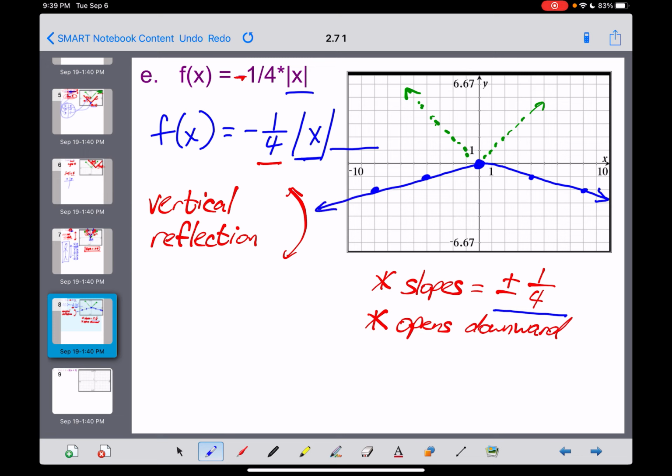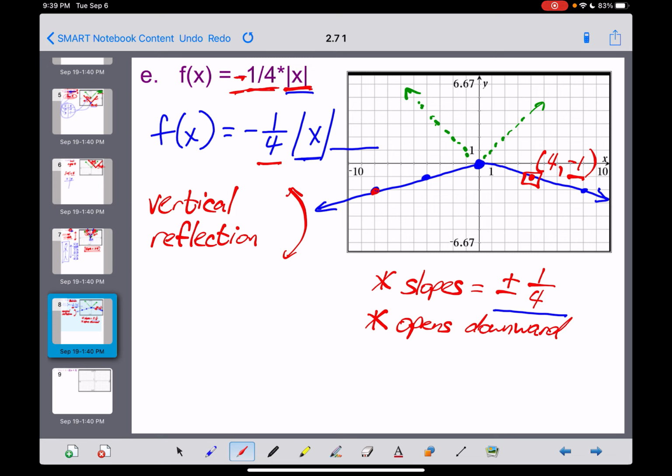And again, if I wanted to make sure that I got this right, let me choose a couple of random points. Like this one right here is the ordered pair 4, negative 1. Let's make sure it works. The absolute value of 4 is 4. 1/4 of 4 is 1, and the opposite of that is negative 1. So that one works out.